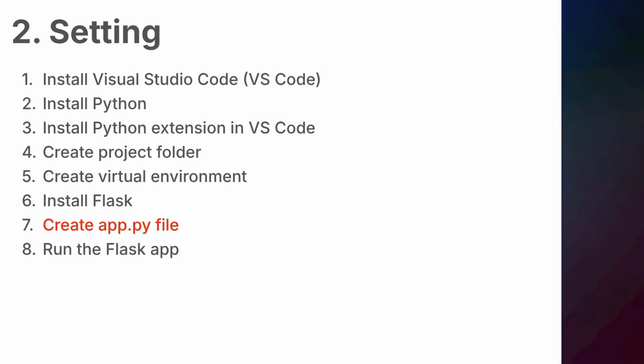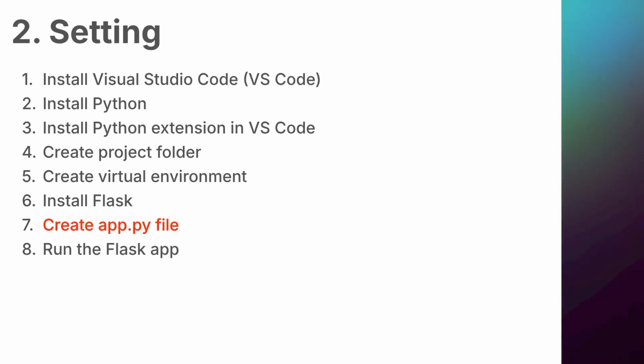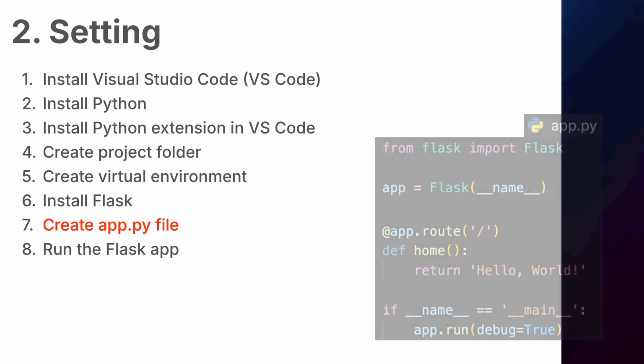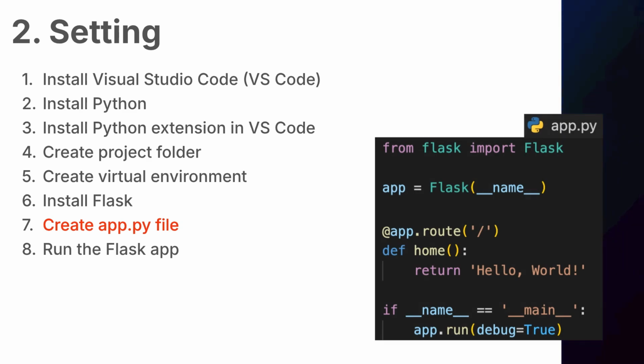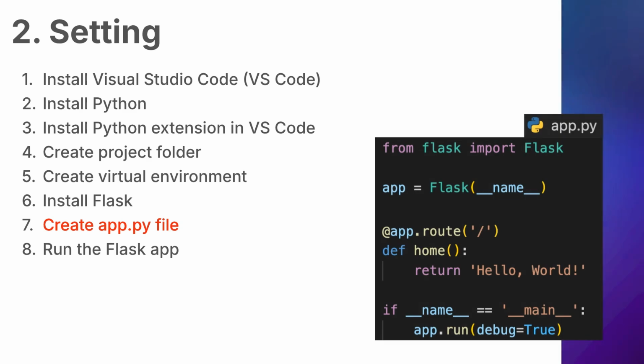Step 7, create your first Flask app. In your Flask project folder, create a file named app.py. Then write this simple code inside the file. We'll go into more detail later, so for now let's ignore the details and just write the code.